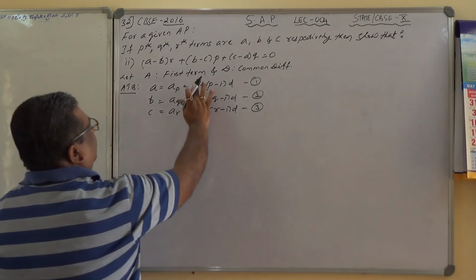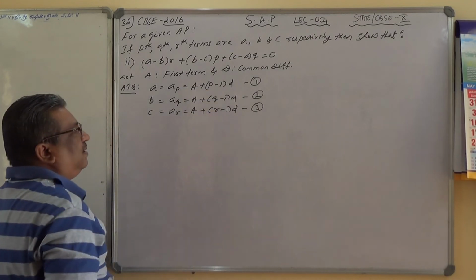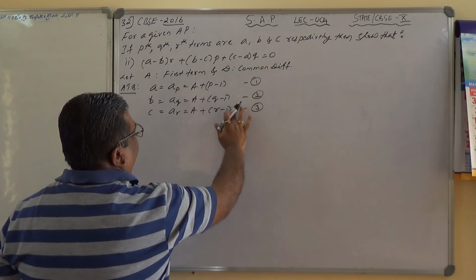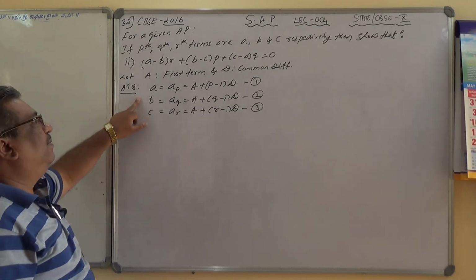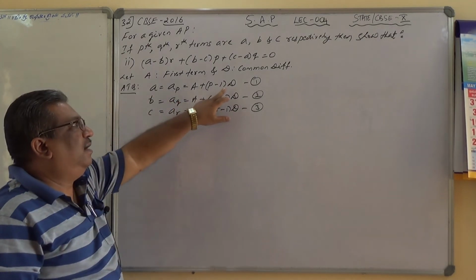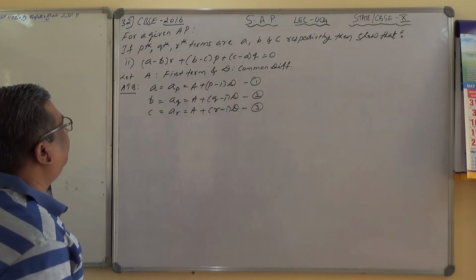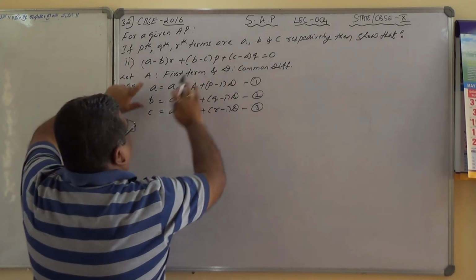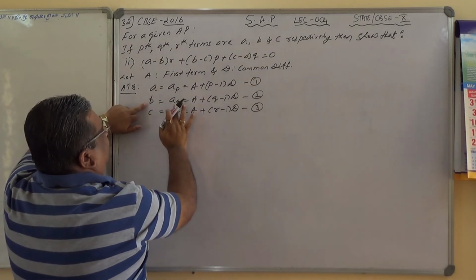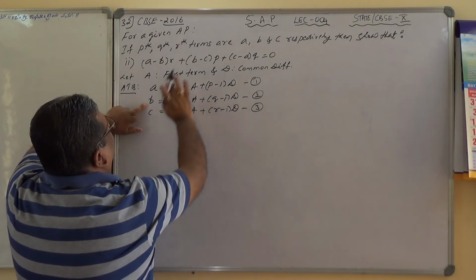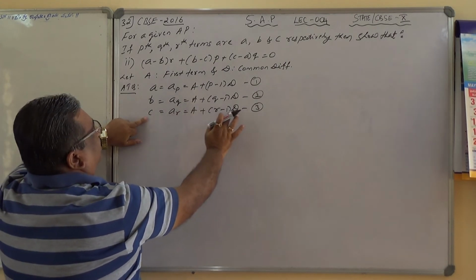As I said, I'll have to change all these A by capital A. Correct? In order to eliminate the confusion between small a and D, we are using capital A and capital D for first term and common difference. Now it is clear. So A equals pth term, AP, A plus P minus 1 into D, correct? B equals qth term, AQ, A plus Q minus 1 into D, correct? C equals rth term, A plus R minus 1 times D, third, correct.